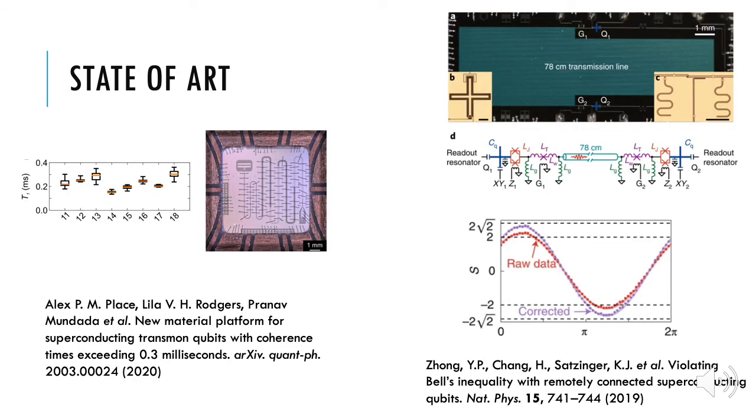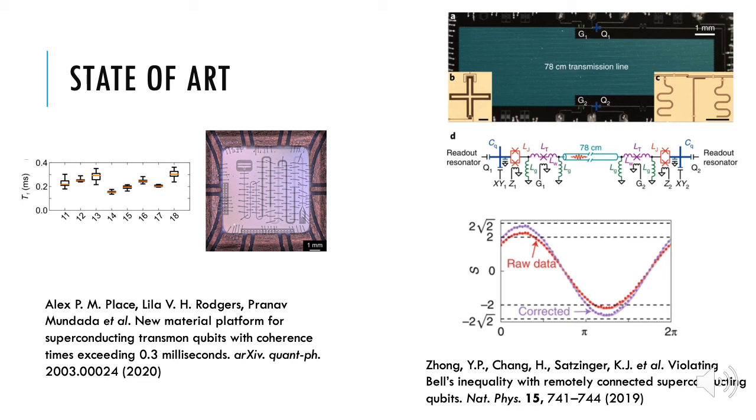Since Xmon was introduced, it has been one of the leading platforms for quantum computing, and lots of efforts to improve qubit lifetimes have been made. In 2020, Alex Place fabricated a two-dimensional Xmon qubit that has both lifetime and coherence time with dynamical decoupling exceeding 0.3 milliseconds by replacing the material with tantalum in the device. These results pave the way for higher gate fidelity in multi-qubit processors.